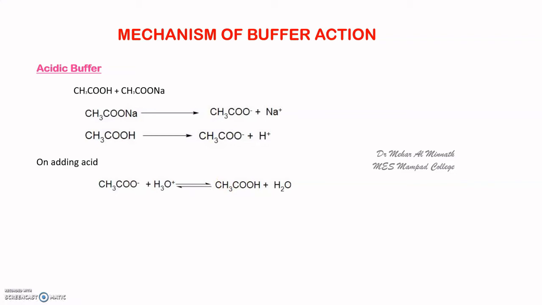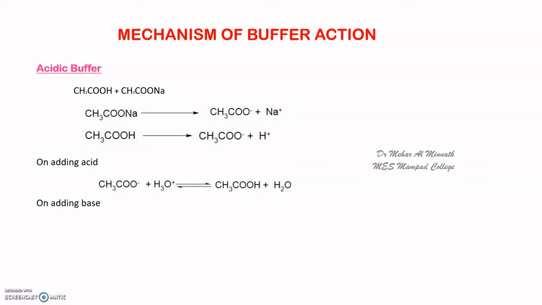On adding acid, the H plus ion of the added acid is trapped by the acetate ion, and hence the pH of the solution will not change. Now when we add a base to this, what happens? A base usually reacts either with a positively charged ion or an acid. So the possible species which can react with the base are Na+, H+, or acetic acid.